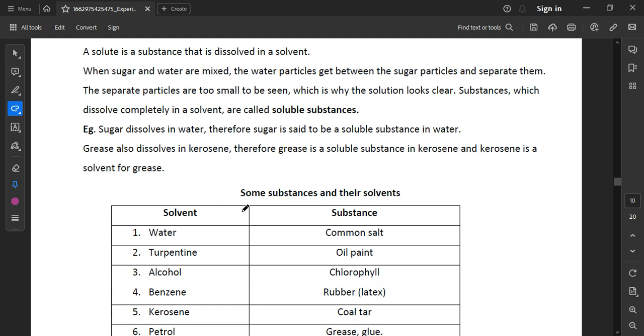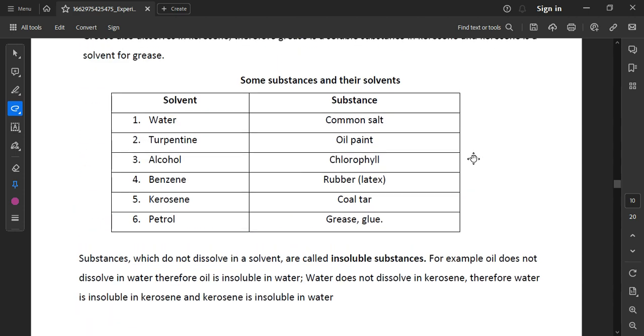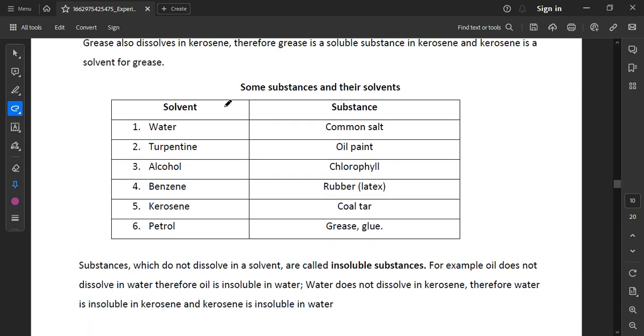Grease also dissolves in kerosene. Therefore, grease is a soluble substance in kerosene and kerosene is a solvent for grease. Examples: water, common salt, turpentine or paint, alcohol, chlorophyll, benzene, rubber, kerosene, coal tar, petrol, grease or glue. So these were the solvents and these were the substances.